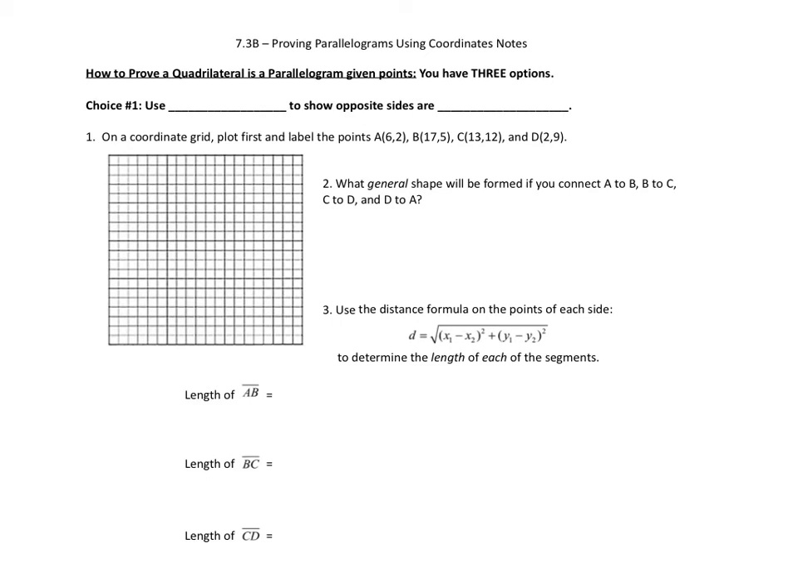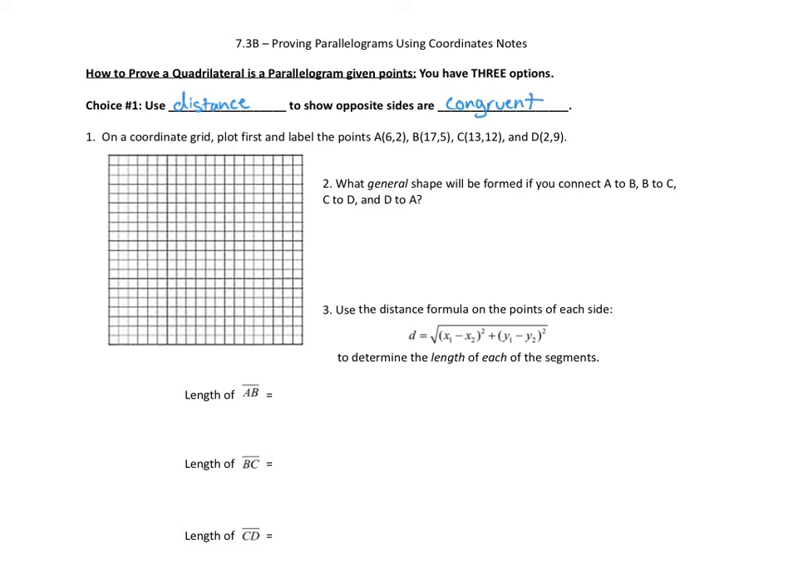Continuing with our parallelograms in 7.3, today 7.3b, we're going to figure out parallelograms if we are just given coordinates. I say here there are 4 coordinates and we want to prove it's a parallelogram. There are 3 options. First option, choice 1, we want to use the distance formula to show that the opposite sides are congruent.